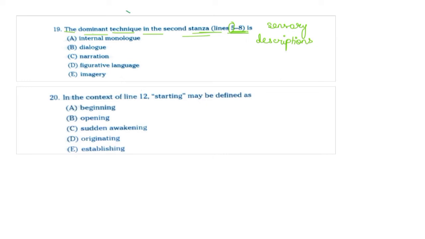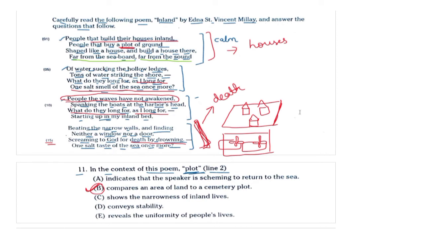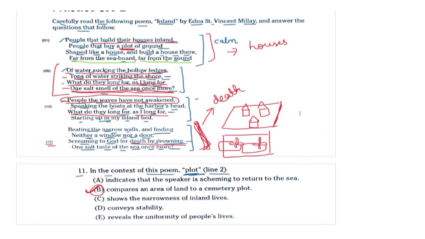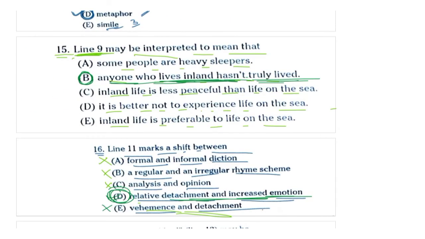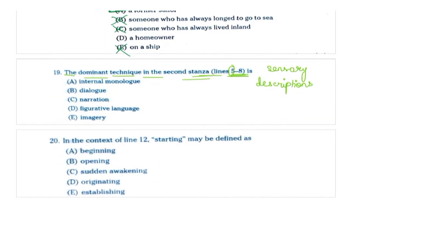Okay, let's go back to the poem. It would be easier for you to understand the sensory descriptions. Yes, lines 5 to 8. These 4 lines: water sucking the hollow ledges, tons of water striking the shore. What do they long for as I long for? One salt smell of the sea once more. You see over here, sensory descriptions we call it. So as you may know, imagery is defined as sensory description. So let's get to see which one would be the correct option. We can also say it's imagery. Alright, so over here, imagery would be your correct option.